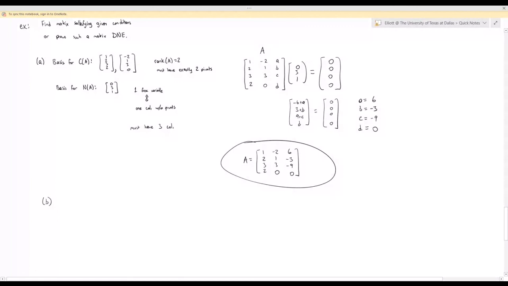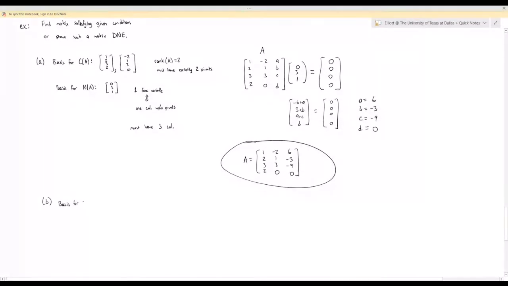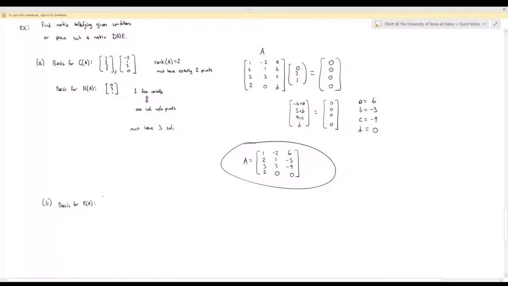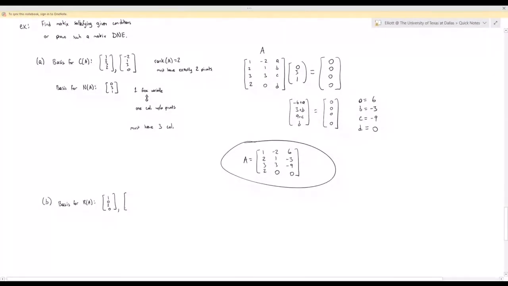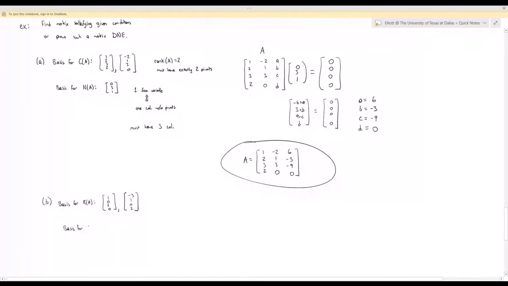I don't want to go too much over time, so I'll just end with kind of one more example. So let's say we now want a matrix that has as a basis for its row space, let's say maybe these two vectors here. And then maybe as a basis for the null space, maybe let's just say it's this one vector here.